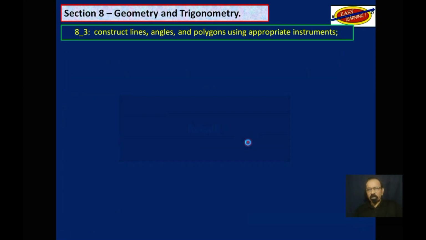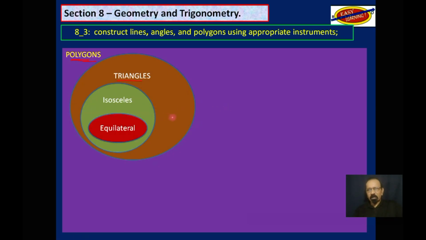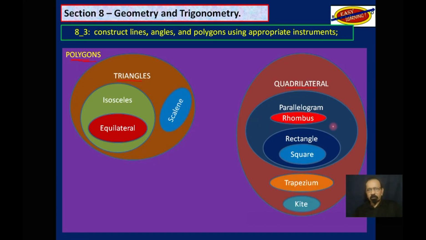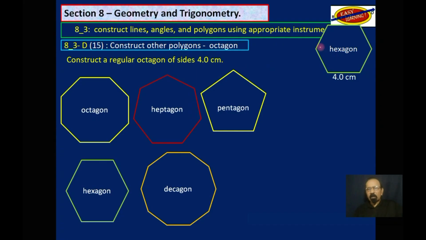Recall what we said about these shapes. If we have a box here and we were to place all polygons in it, we will have triangles first of all, various types of triangles. Then we will have quadrilaterals, various types of quadrilaterals. Then we will have other regular polygons with 5 or more sides, example pentagon, hexagon, octagon, and so on. We will also have irregular polygons with more than 3 sides. So far, we have already dealt with the hexagon. So now we are going to continue with the octagon.